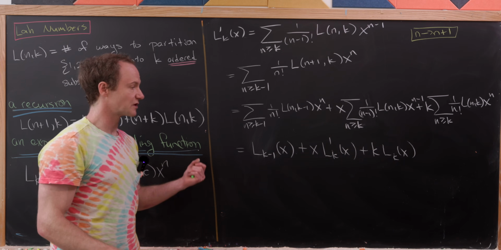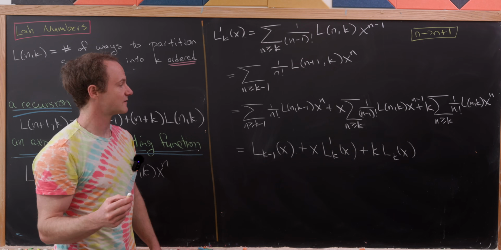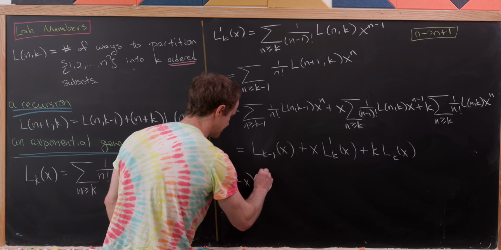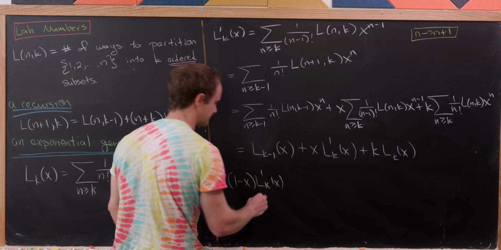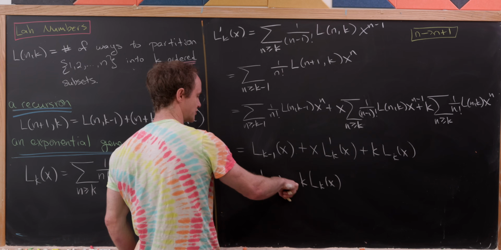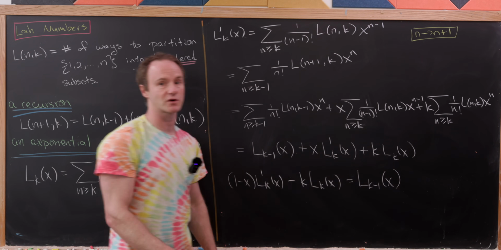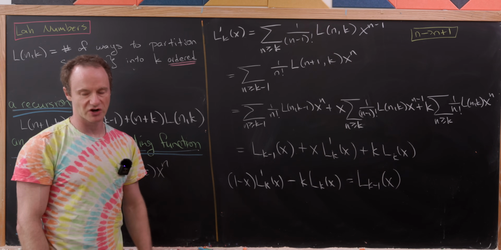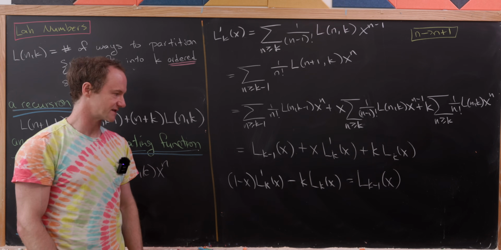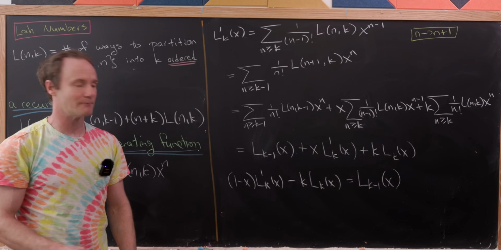So now what we can do is observe we've got a first order linear differential equation. So let's move some things around to put it in a nice form. So we'll have 1 minus x times L prime sub k of x, and then plus k L sub k of x, or I guess I should say that should be minus, equals L sub k minus 1 of x. And like I said, we have a first order linear differential equation. The standard strategy for solving these kinds of things is to find an integrating factor, which isn't so hard in this case. We'll just multiply both sides of this equation by 1 minus x to the k minus 1.